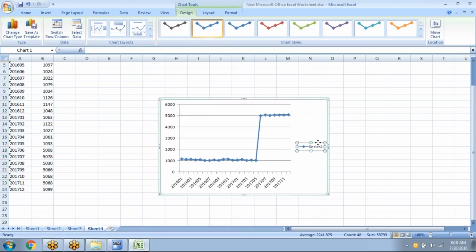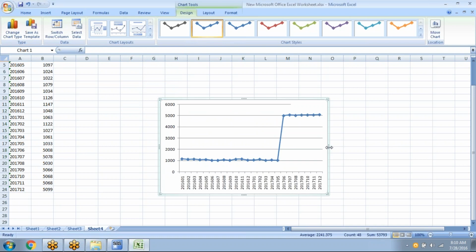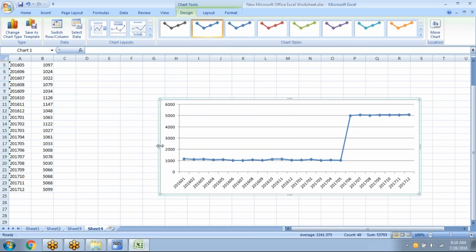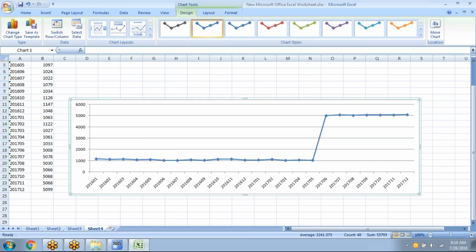If you look at this trend, see, till 2017 May, the trend is fine. But suddenly there is a spike in 2017-06.